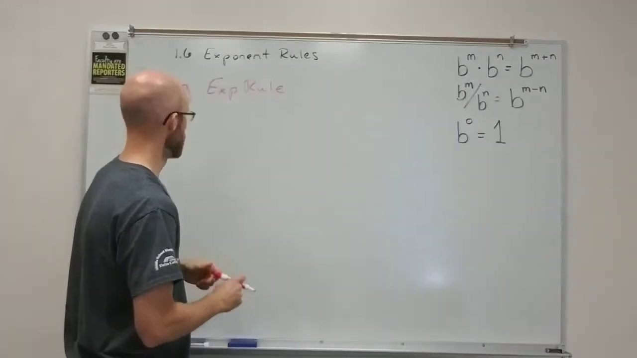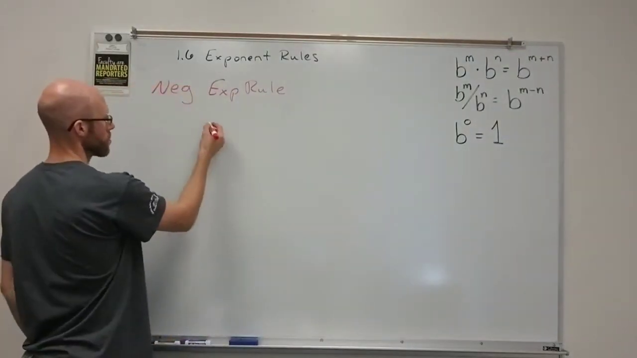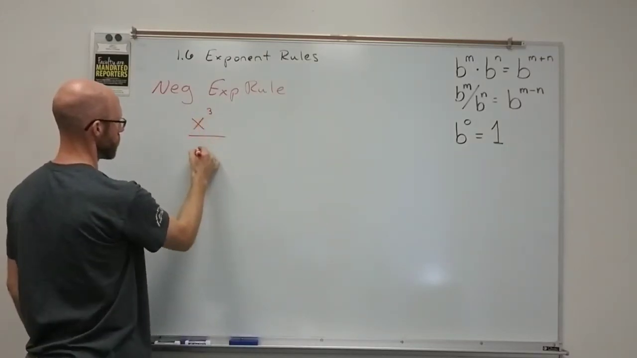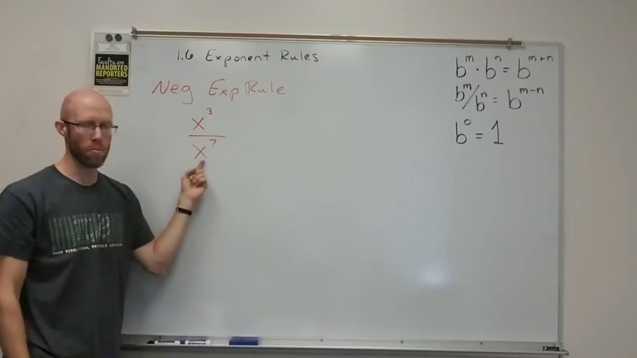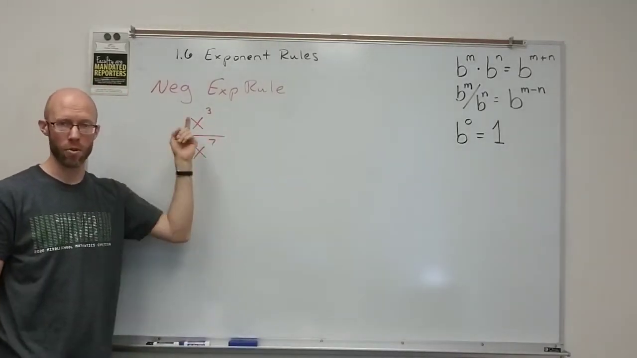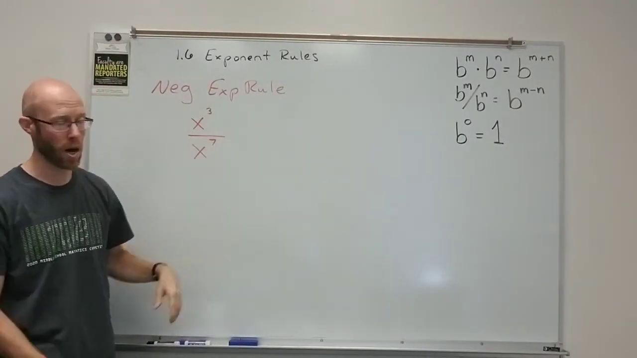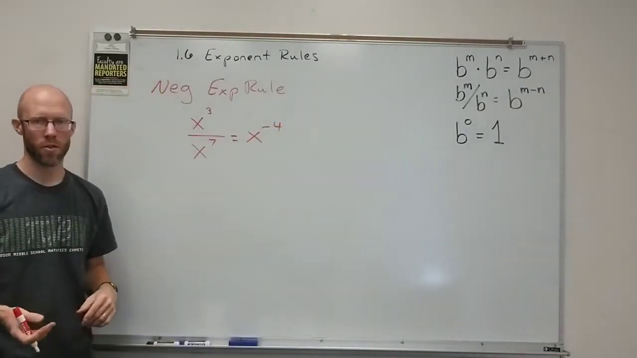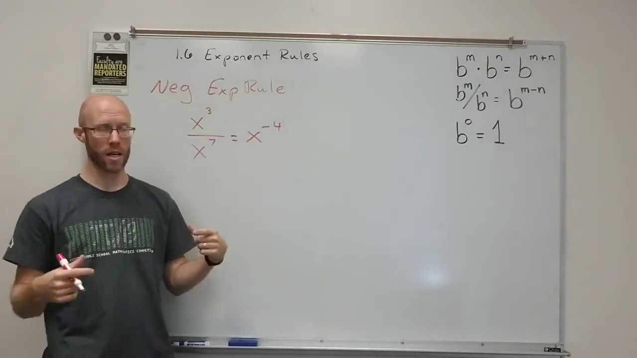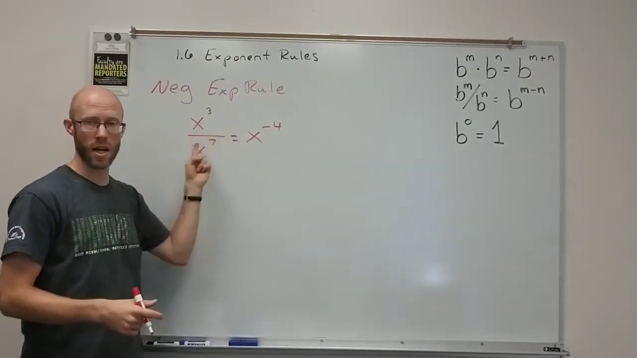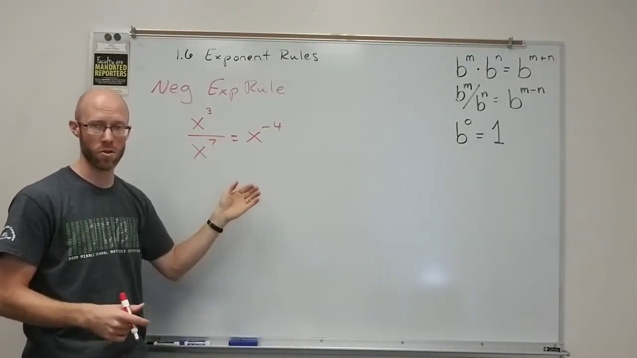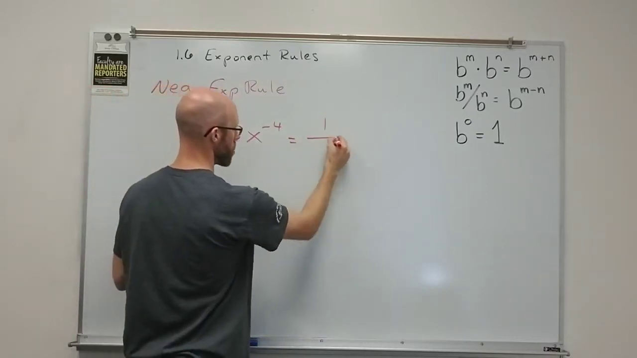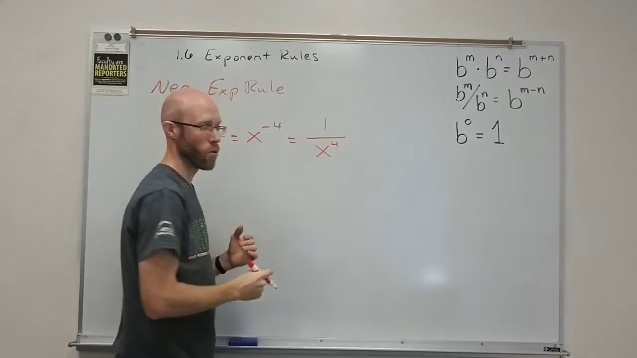So you might see this in something like x to the 3rd over x to the 7th. You've got more on the bottom than you do on the top. When you subtract, you end up with a negative power, right? You'd have x to the negative 4th. But if you think about expanding these out and canceling, you have 3 x's on top, 7 on the bottom. When you cancel, you just have 4 on the bottom. So really what you're left with is 1 over x to the 4th.